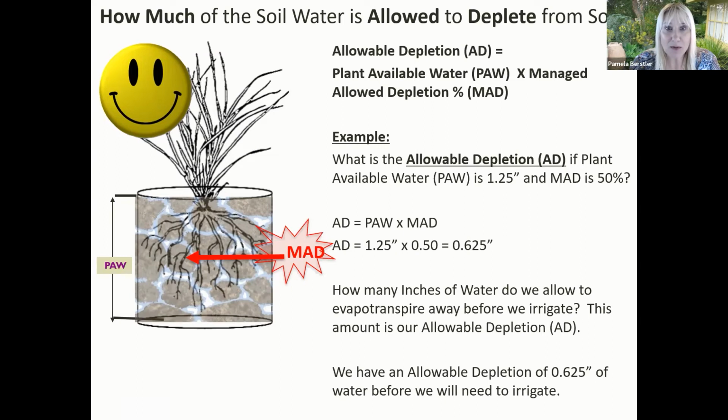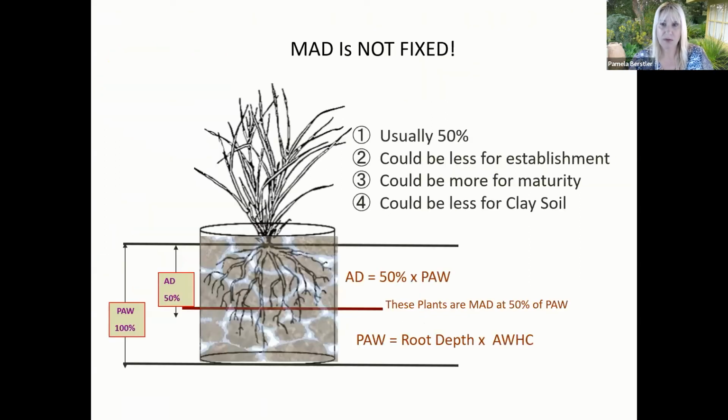That's allowable depletion. Now, MAD is not fixed. It is, as I said, a little bit of an art. Most of the time, for ease of transaction, we utilize 50%. But it could change. And I want you to think about this because this is definitely a part of irrigation management.